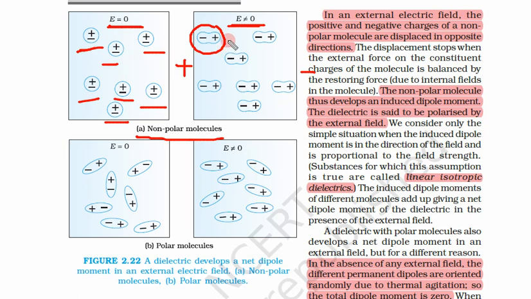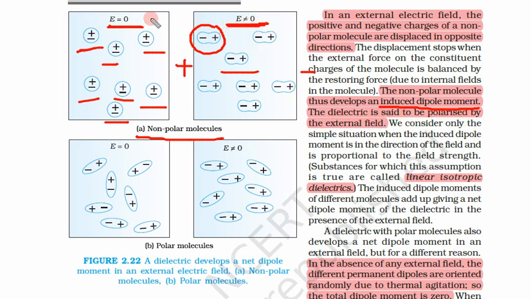The molecule is overall neutral, but there is a shift and dipoles have been created by the non-zero electric field. So the non-polar molecule thus developed an induced dipole moment. It is induced because it was not there, it was induced by the electric field and the shape distorts. The dielectric is said to be polarized by the external field.